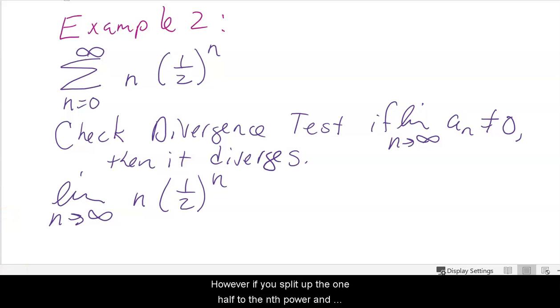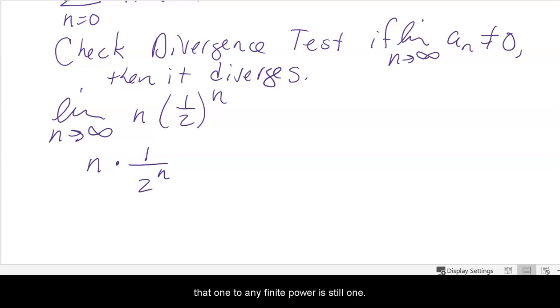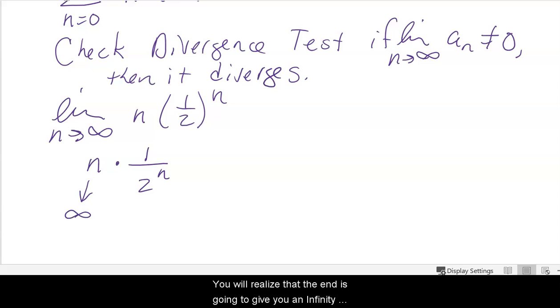However, if you split up the 1/2 to the nth power and think of it instead as n times 1 over 2 to the n, remembering that 1 to any finite power is still 1, you will realize that the n is going to give you an infinity as the limit approaches infinity, but 1 over 2 to the n will approach 0. This means you have infinity times 0, which, as you know, is one of the arithmetic indeterminate forms.